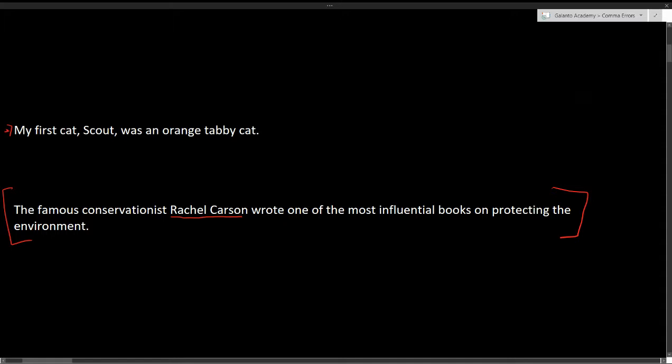We are not going to have commas here, because remember, if we put commas on either side, then that's saying that that information isn't necessary. And if we took Rachel Carson out just as a test, it would say the famous conservationist wrote one of the most influential books. Suddenly, we have no idea who we're talking about. We need this phrase, this name, this proper noun in here to better understand who we're talking about.